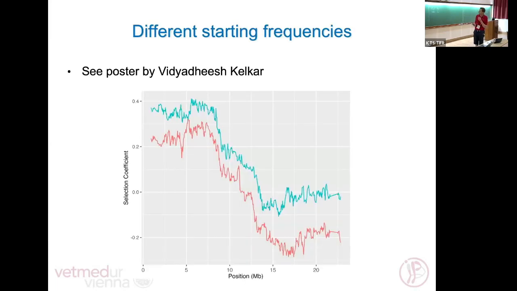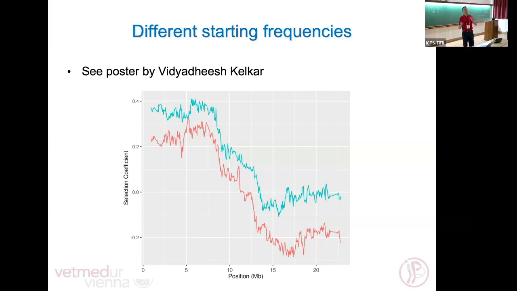So the last complication, yes. I don't have to talk much about this because you all have seen Vidadi's poster. I just want to remind you that we have done an experiment with different starting frequencies on the X chromosome, but with identical genotypes, 2 genotypes, starting at frequencies of 30% and 70%. When we calculate the selection coefficient all over the chromosome, we see that they differ.